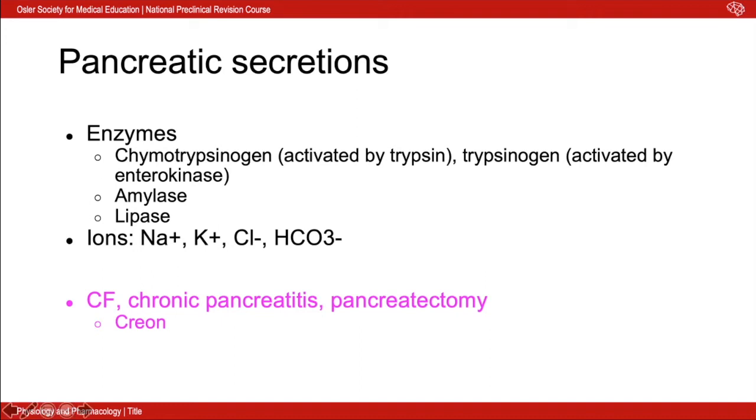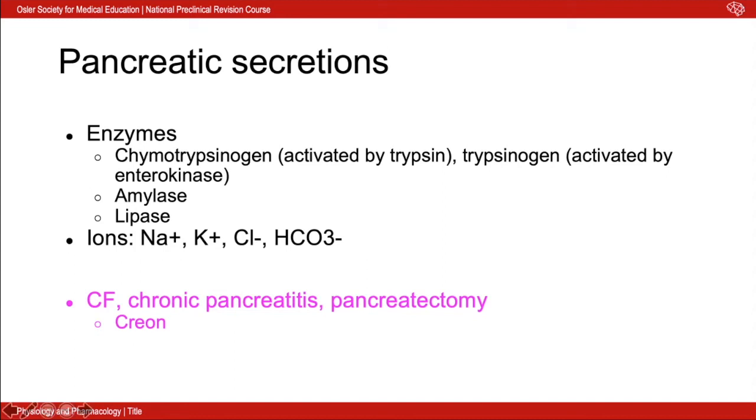And some good clinical conditions to know about. So in cystic fibrosis, you can get mucus plugs within the pancreatic duct, which block the pancreatic exocrine secretions from entering the small intestine. In chronic pancreatitis, damage to the pancreas itself can reduce the amount of exocrine secretions that it can produce. And if someone's had a pancreatectomy, for example, for pancreatic cancer, then they don't have a pancreas at all, so they can't produce the exocrine secretions.